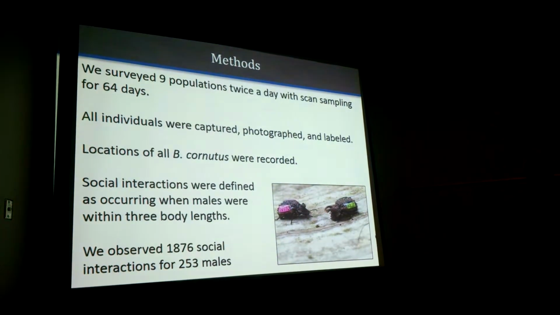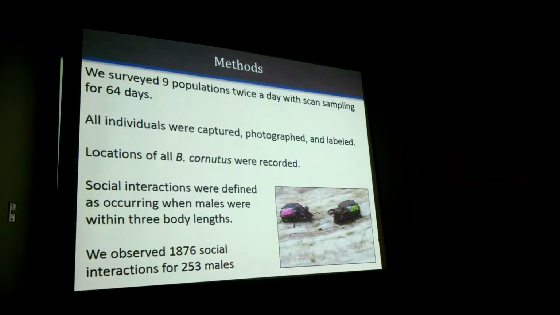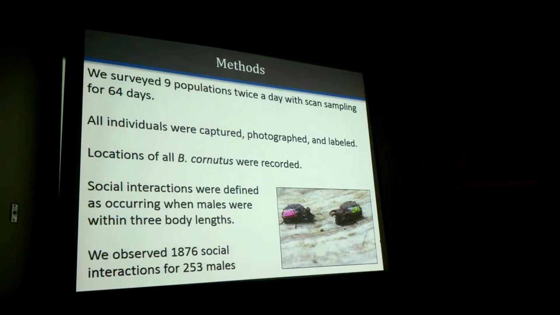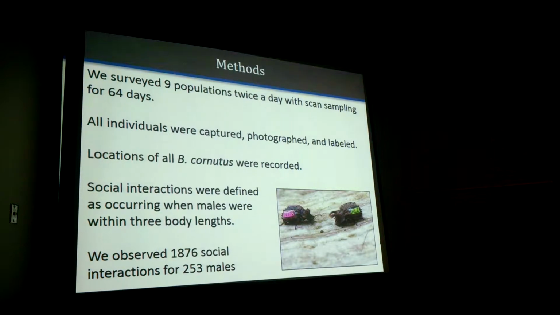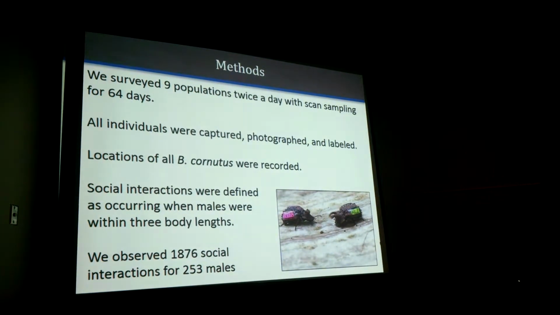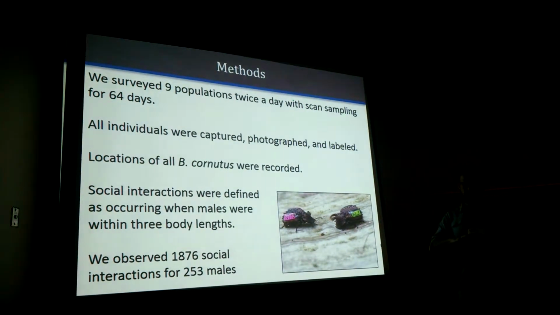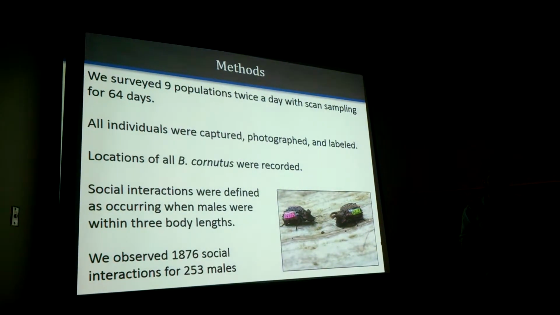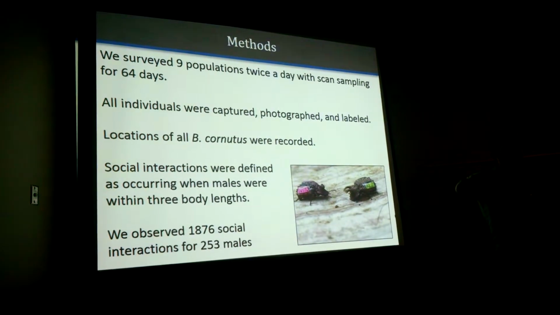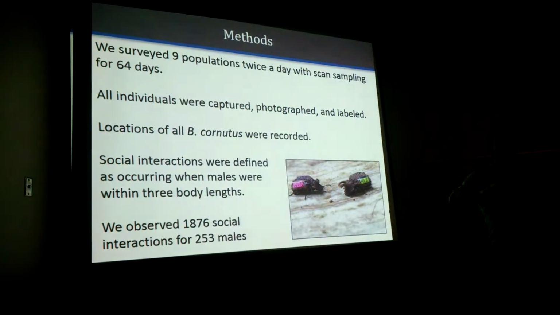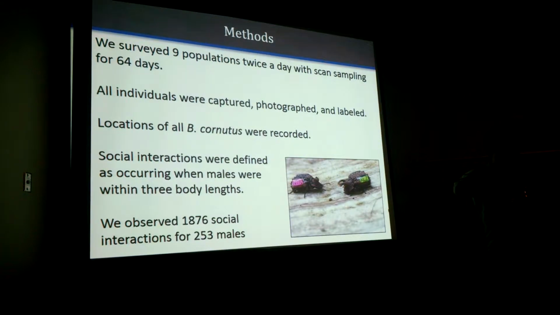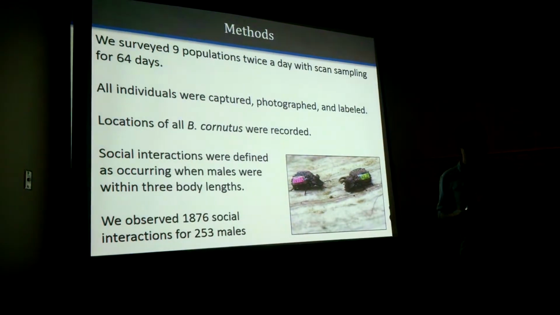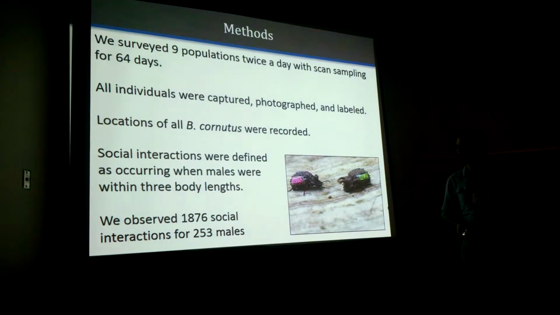All individuals in all these populations were captured and labeled and photographed for body size measurements. And during a scan sample, we would find all the individuals we could, and their location and all of their social partners were recorded. We define social interactions as coming within a few body lengths of each other. We think this is a reasonable way to define social interactions because individuals will reorient towards each other within only a few body lengths. And we've seen males turn and attack other males, or turn and start courting, run up and court another female.